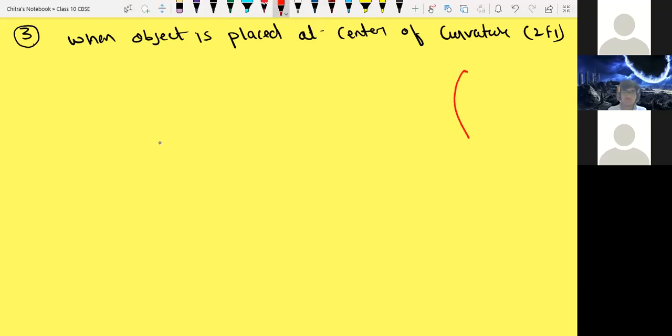So this is the convex lens. This is the principal axis. Here we have the pole. Here we have F1, here we have C1. C1 is the center of curvature. Here we have F2 and here we have C2. Always remember the focal length and the radius: the radius of curvature is double the focal length. So C2 can be considered as 2F2 and C1 can be considered as 2F1.